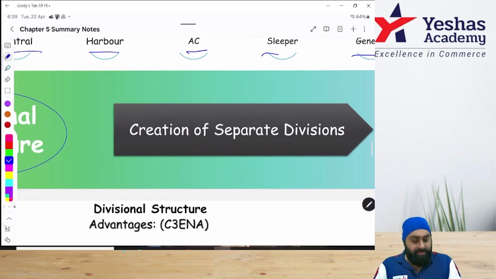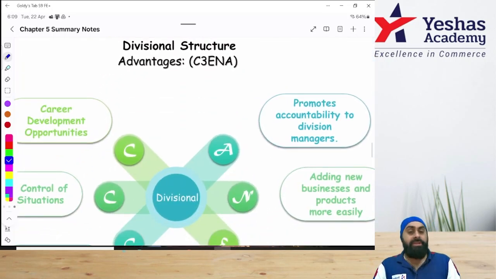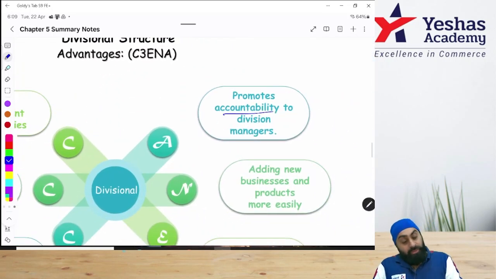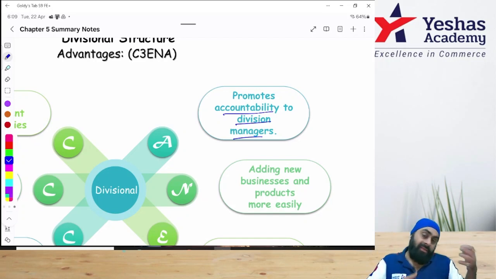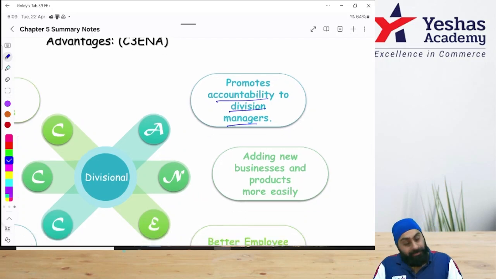So you're creating a separate division. What is the advantage of this? It promotes accountability between division managers. So if I am the head of Western Zone, I will work for my Western Zone so that it outperforms Central zone and Eastern zone and Northern zone. So I am responsible for my zone.